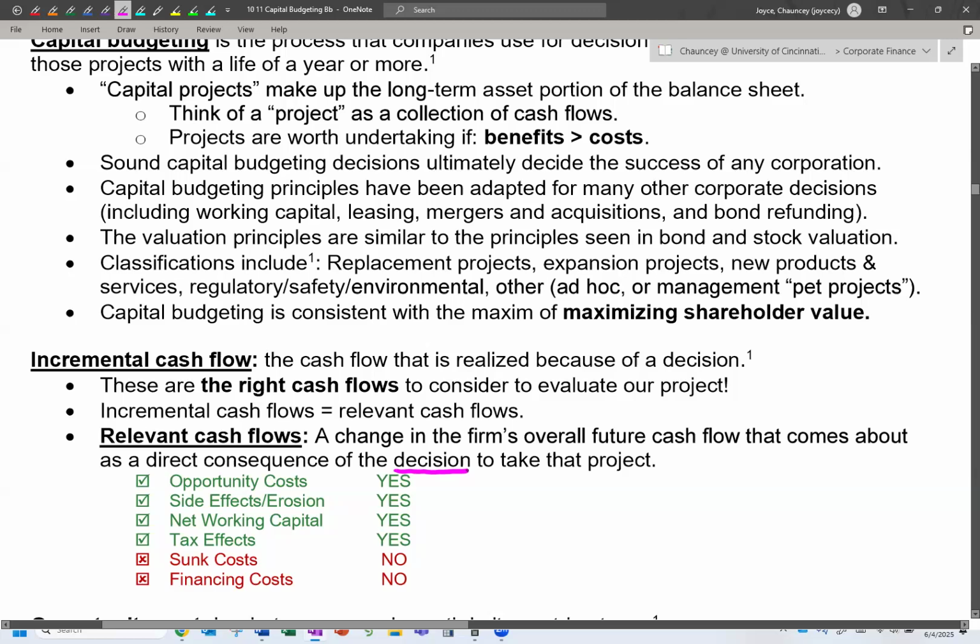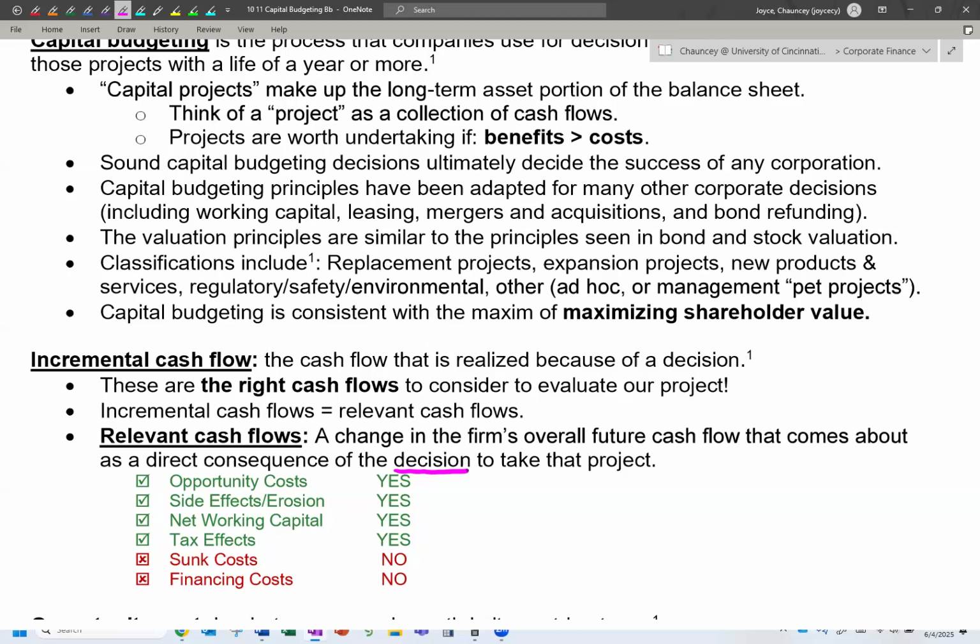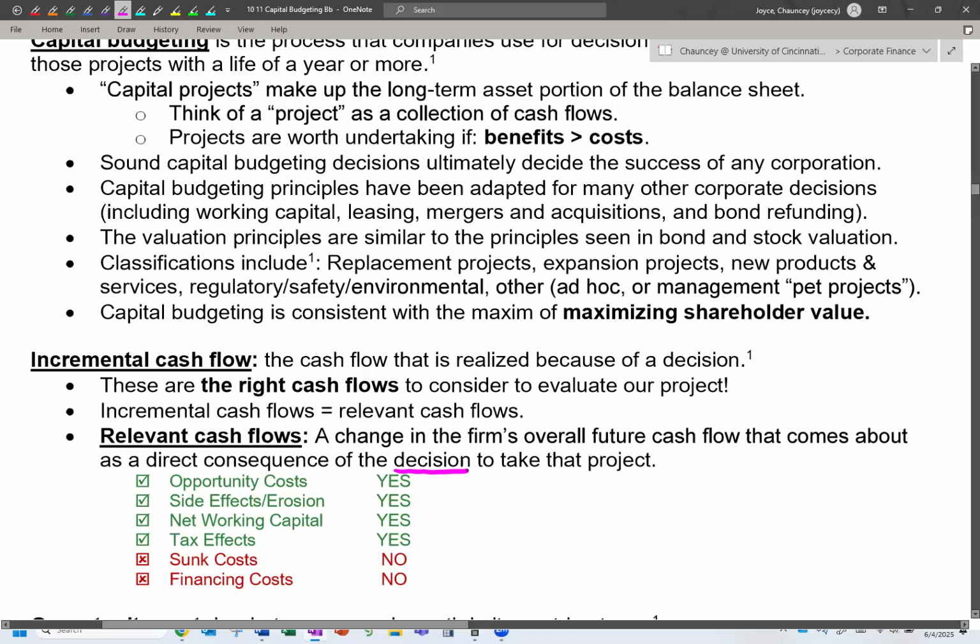So opportunity costs are included, side effects or erosion are included, net working capital is included, tax effects are included. However, sunk costs and financing costs are not included. Let's go through these one by one a little slower.